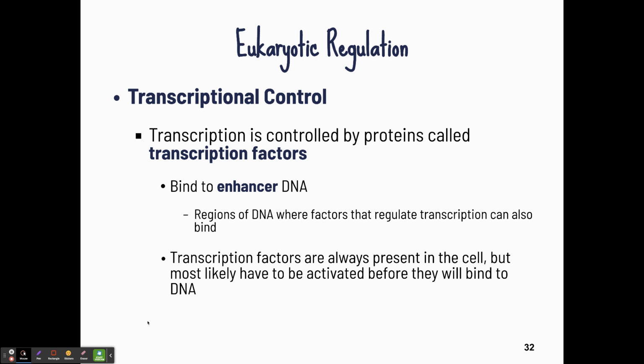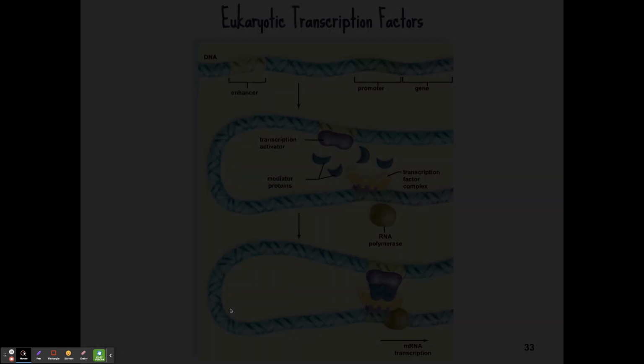Okay, let's look at transcriptional control now. We're still part of regulating, and what we're looking at is regulating transcription, so DNA to RNA. Transcription is controlled by proteins called transcription factors. These bind to our enhancer DNA, a region of DNA where factors that regulate transcription can bind. Transcription factors are always present in the cell, but most likely have to be activated before they bind to the DNA, like our promoter region.